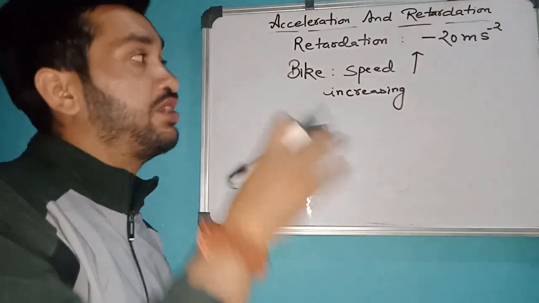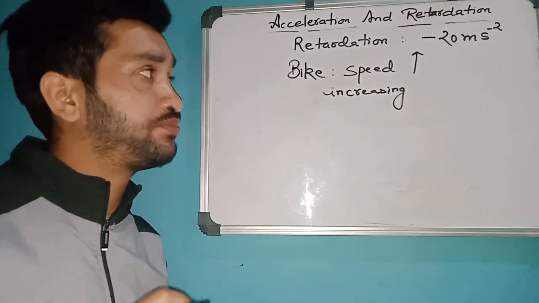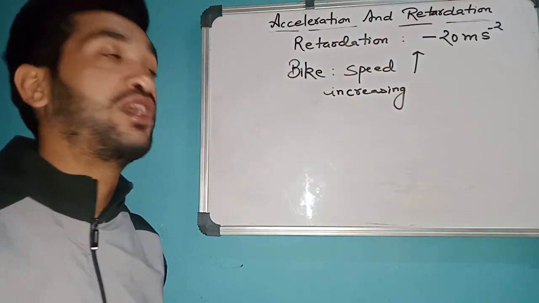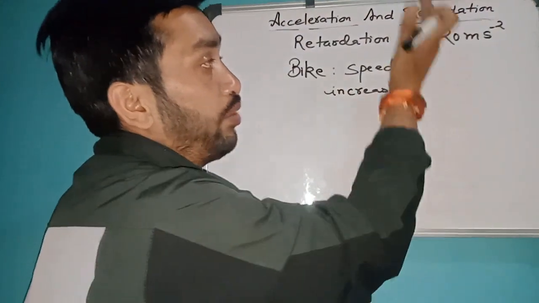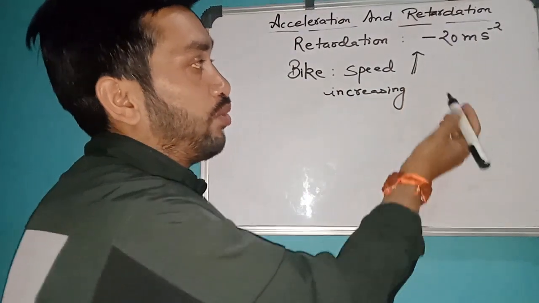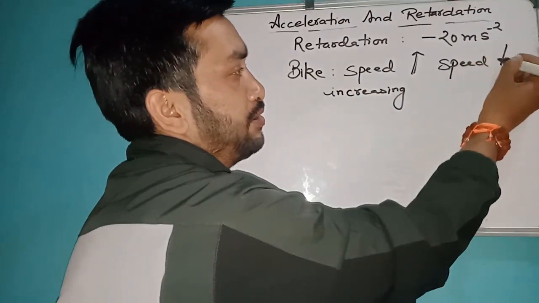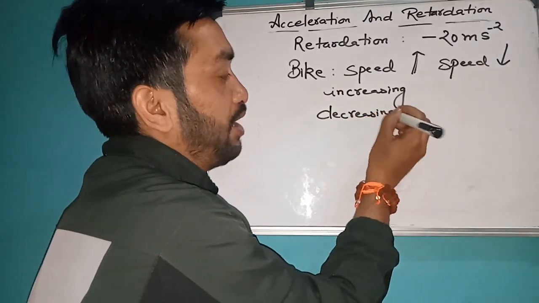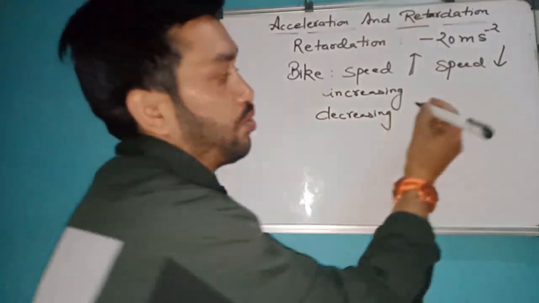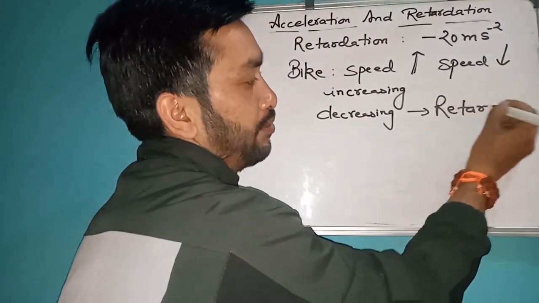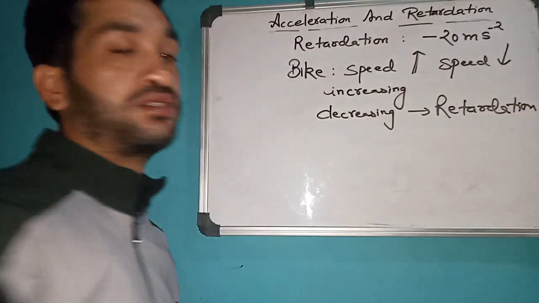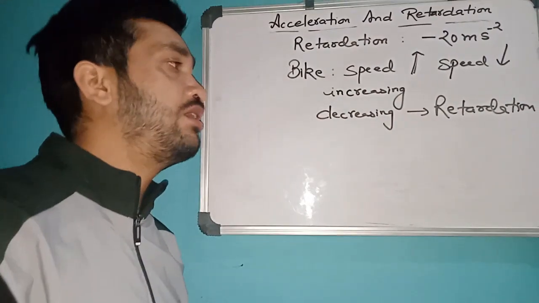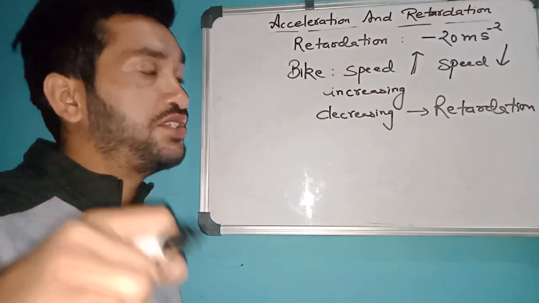But suppose suddenly you get into a crowded place, then what will you do? You will decrease your speed. Means this time you are not going upward. This arrow won't go upward. Means this time the speed is like this. Speed is decreasing, and whenever there is decreasing speed, it means negative acceleration, which is also called retardation. These are simple things. This is not rocket science. This is practically from your life. When you are riding a bike, when you increase the speed, that is acceleration. When you are decreasing the speed, that is retardation.